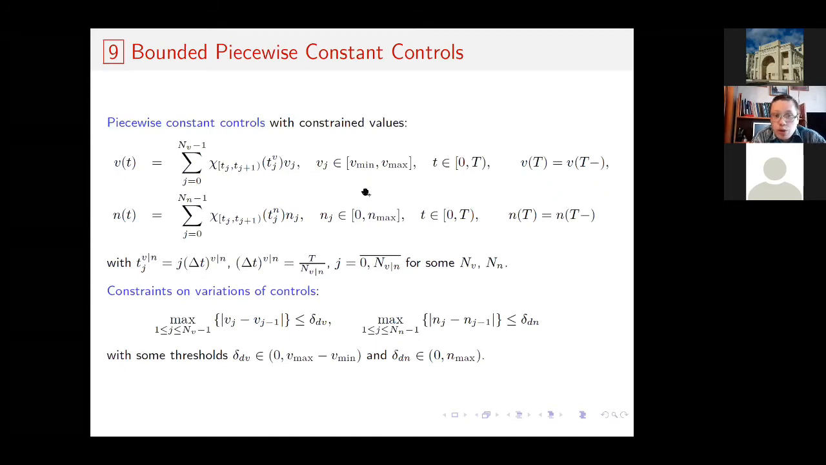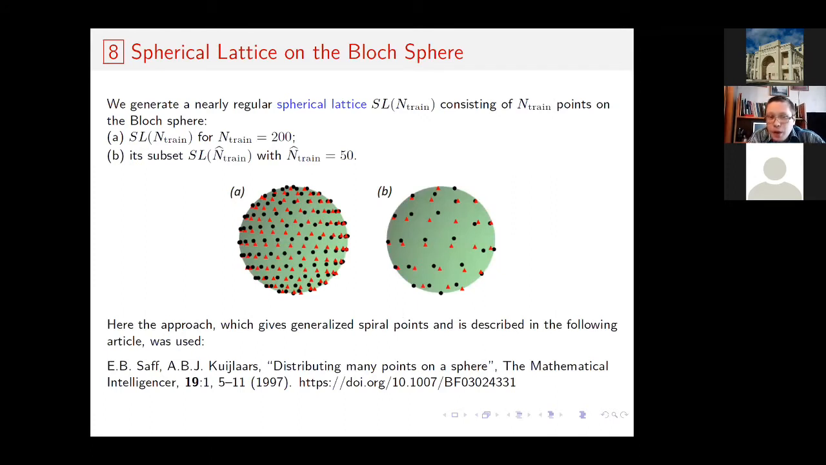Further, let me consider piecewise constant controls for this consideration, and constraints on variations of these controls. We calculate jumps, absolute values, and take maximum values for both controls and restrict these values. Of course, we consider piecewise constant controls because, as you understand already, we want to consider parts of these controls as such parameters which should be considered as answers for machine learning. And as input information, we consider the coordinates of the points, Bloch vectors, representing initial density matrices.